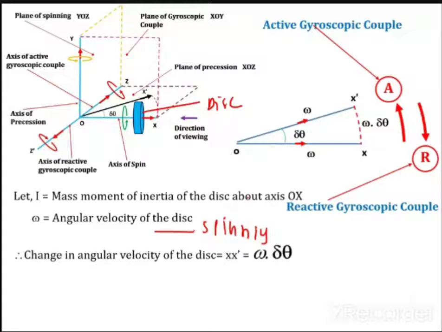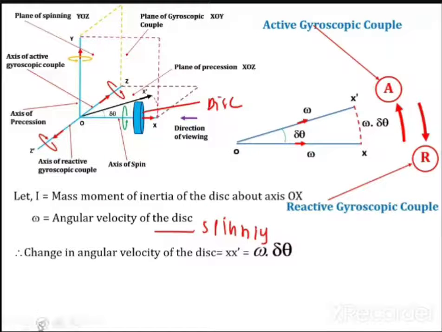Okay. Then I am taking, now what is this? What is this change in angular velocity of the disk? X dash is equal to omega into d theta. This already we have studied in the last lectures. This is nothing but a change in the angular velocity, right? Because you are changing the position of the disk from OX to OX dash. So vector x dash represents the change in the angular velocity. So it is omega into d theta.